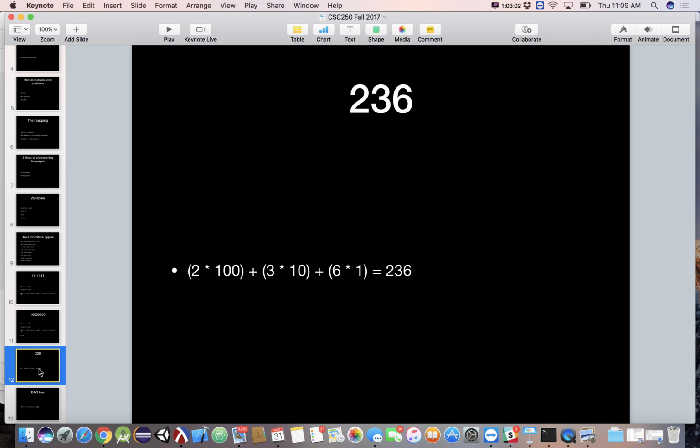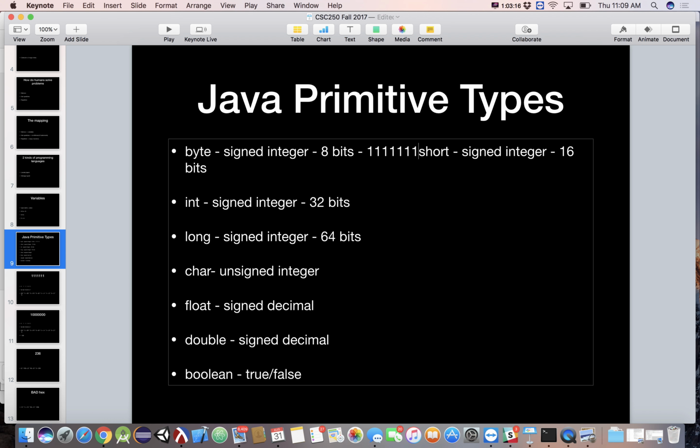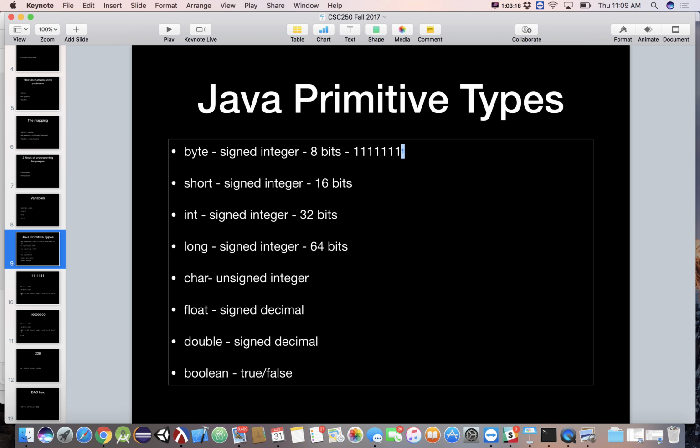Okay, so all those conversions are kind of the same. That's going from some base to base 10. We can go the other direction too, but that's not related to what we're doing right now, so we'll introduce that once we get to something that it relates to. So a byte can hold negative 128 to positive 127.